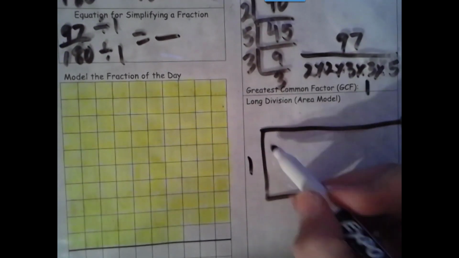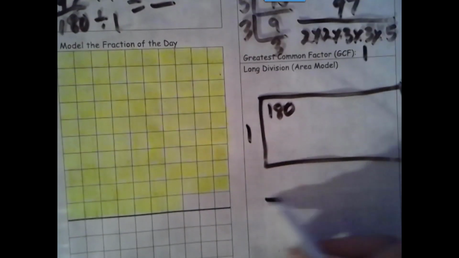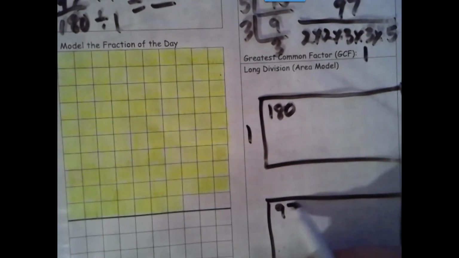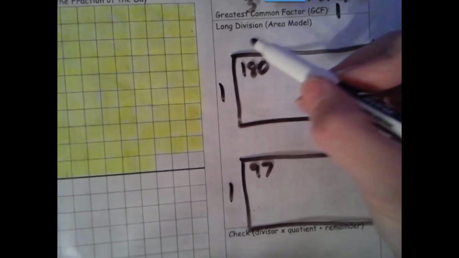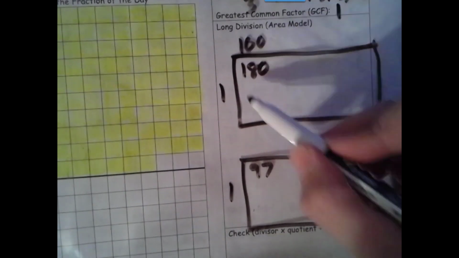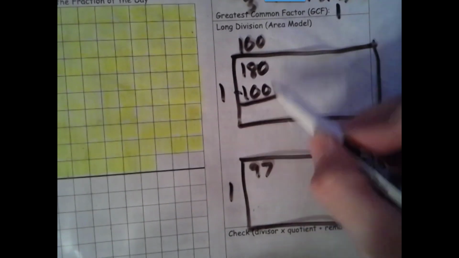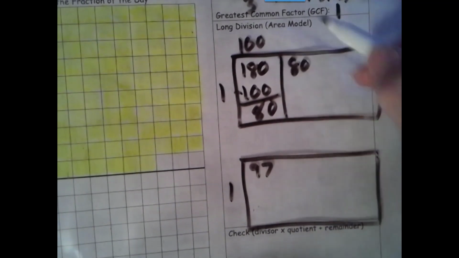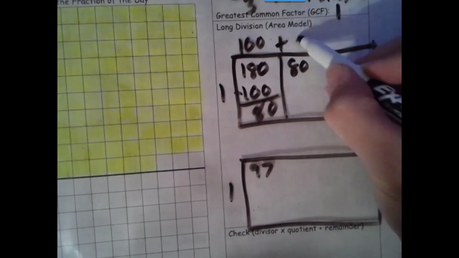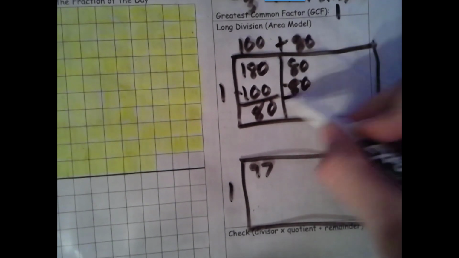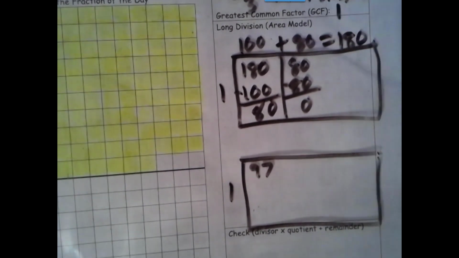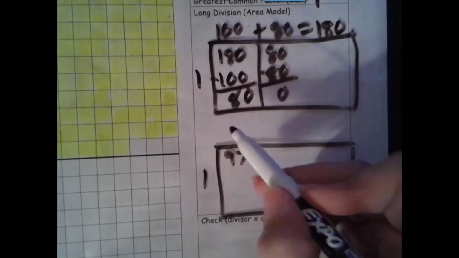So 180 divided by 1 and 97 divided by 1. See, 100 times 1 is 100. Numbers the same, 0 is a game, or on top, no need to stop. 80 times 1 is 80. Numbers the same, 0 is a game. Add our partial quotients together, we get 180.